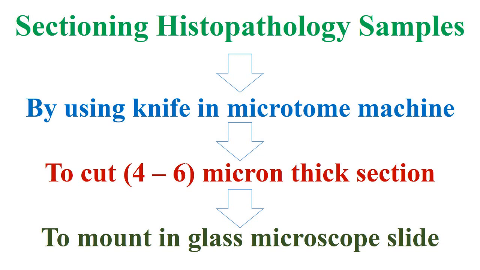Meanwhile, sectioning histopathology samples is applied by using a knife and a microtome machine to cut sections 4 to 6 micron thick to mount on a glass microscope slide, as mentioned in the next slide.